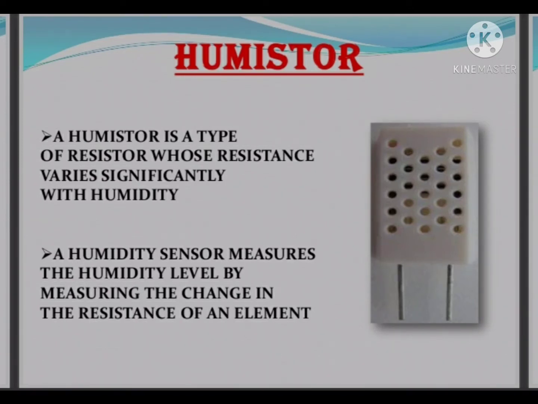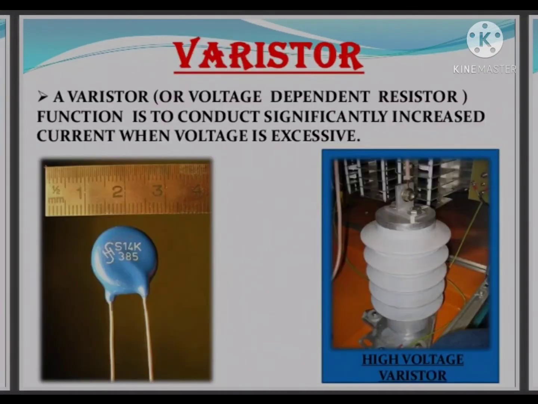Humistor. A humistor is a type of resistor whose resistance varies significantly with humidity. It is dependent on atmospheric humidity. A humidity sensor measures the humidity level by measuring the change in the resistance of an element.